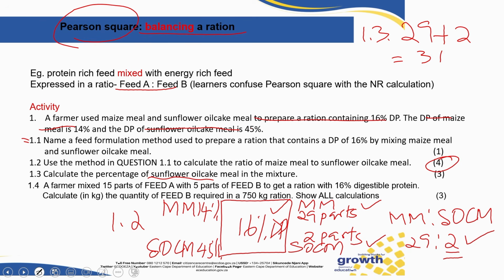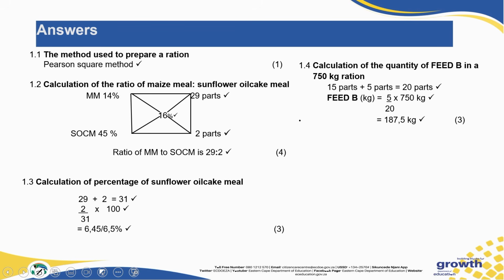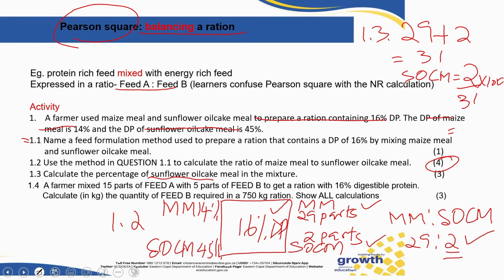And then you go into the percentage of sunflower oil cake meal, which is equal to 2 divided by 31. Because we are calculating a percentage, you'll say times 100. So this is it. Now let us go to our solutions. What we get is 6.45%, or 6.5%. Now looking at 1.4, a farmer mixed 15 parts.